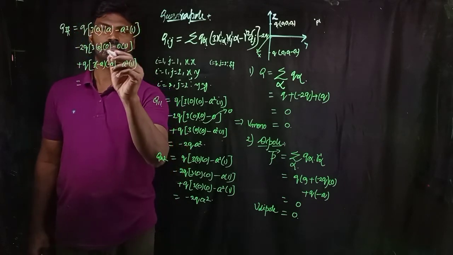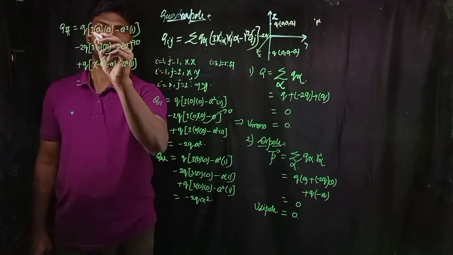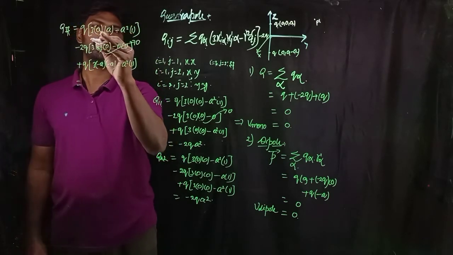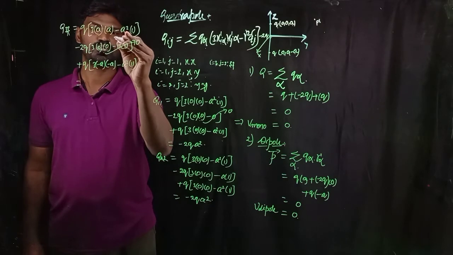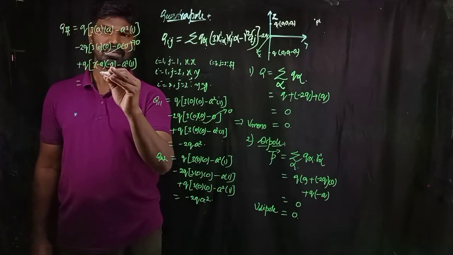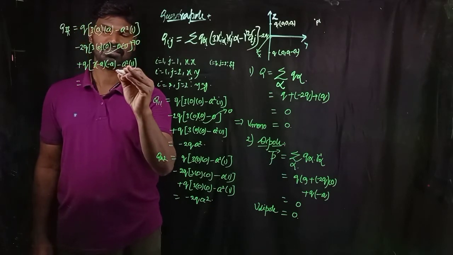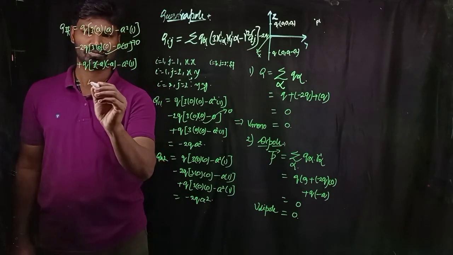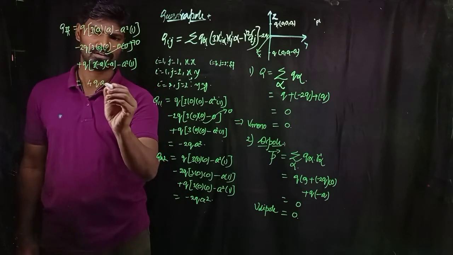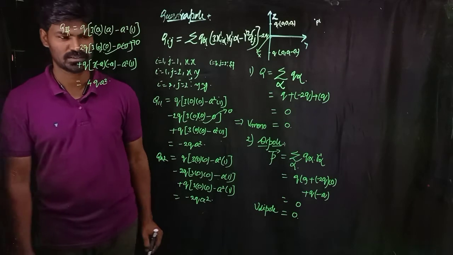So how much are you going to get here? This term altogether is 0, so only this term contributes. 3a into a square, 3a square minus a square is 2a square. Again minus into minus is plus, 3a square minus a square, 2a square, 2 plus 2 is 4. So 4q a square. This is qzz.